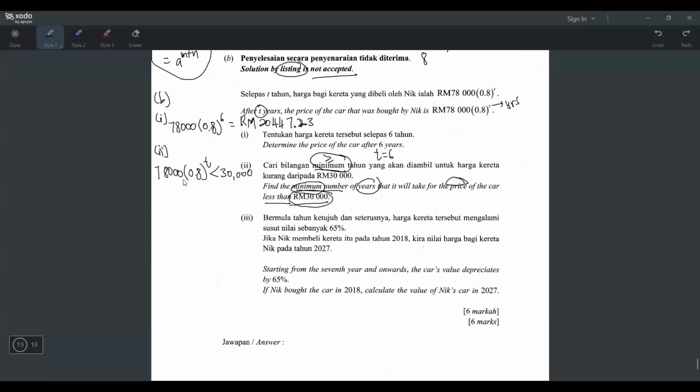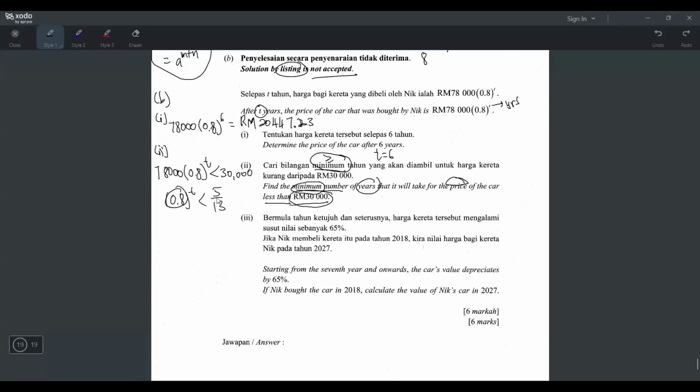Okay, now how to find T? First, you can pindah the 78,000. So 0.8 power T, and then this one move there becomes divide. So you can use your calculator. 30 divide 78. Okay, I get 5/13. If I write in decimal, it's like banyak decimal place, so I don't like. Saya tak suka tulis bila dia ada banyak-banyak decimal. So just write in fraction 5/13.